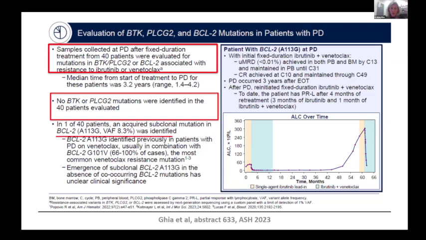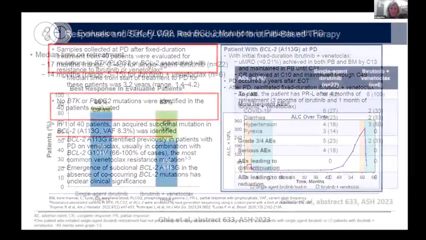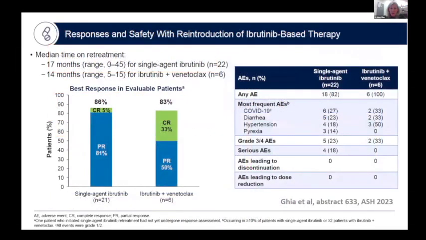There was a low-level subclonal mutation in BCL2 identified in one of the patients, of unknown significance. And when these patients went on to be retreated with ibrutinib-based treatment, you can see that they had very impressive overall response rates again. So we have this overall response rate, just a very low complete remission rate, as we know occurs with the continuous BTKI, on the left with single agent ibrutinib.